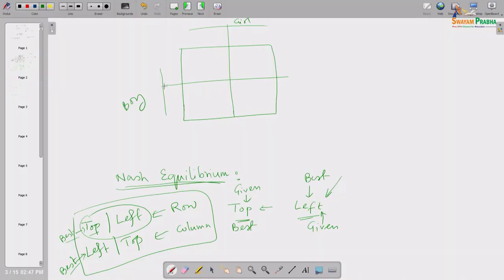Now suppose girl, boy, and the choices are action and art. This game is called Battle of Sexes. This game is a beautiful game. It is about a would-be couple. The context is from long ago, when there was no phone, no mobile phone and all those things.